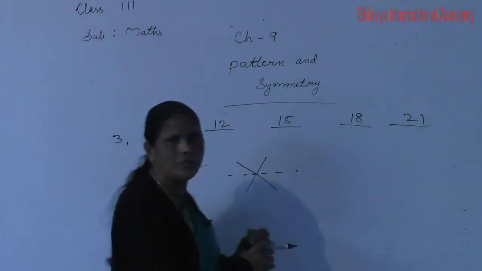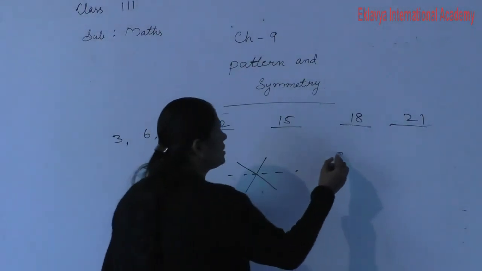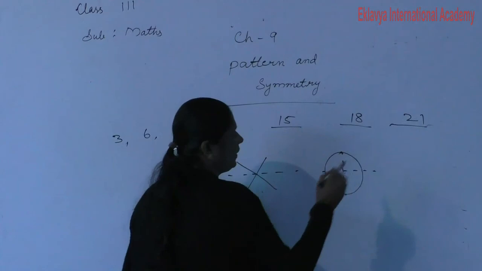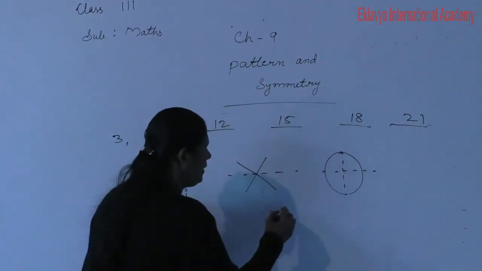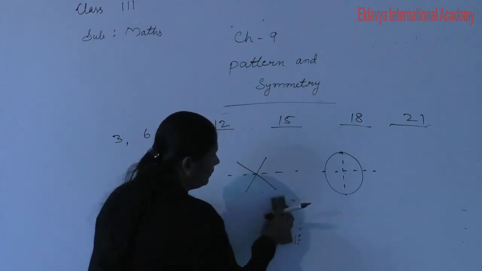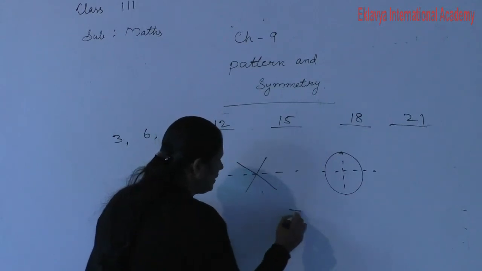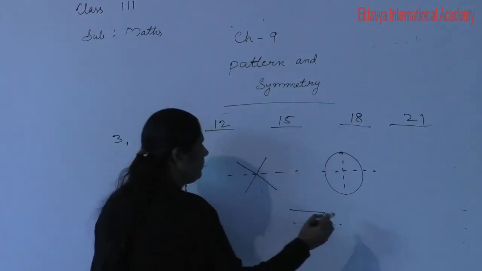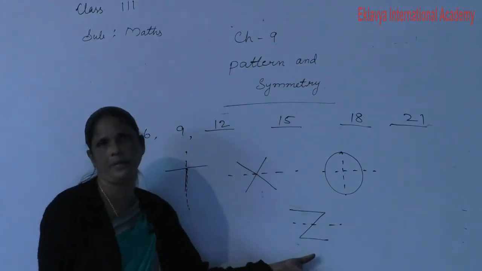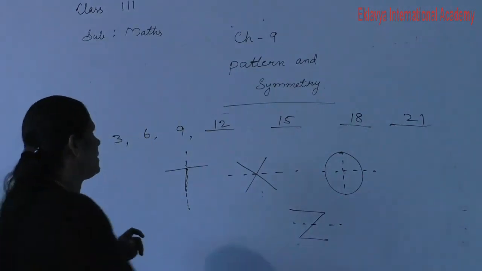Then is G a symmetrical shape? No. O, yes. O can also be cut. Then Y can also be cut. Z is also cut as a symmetrical shape. The half of the Z is this side and this side. Okay. These are the pattern and symmetry chapter.